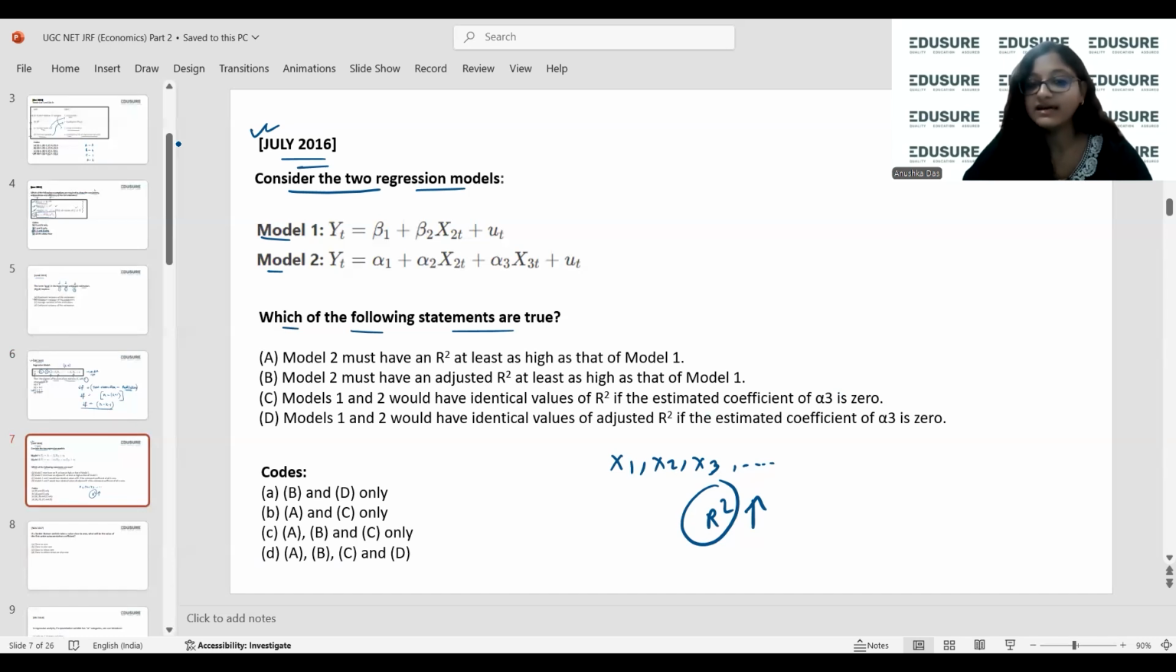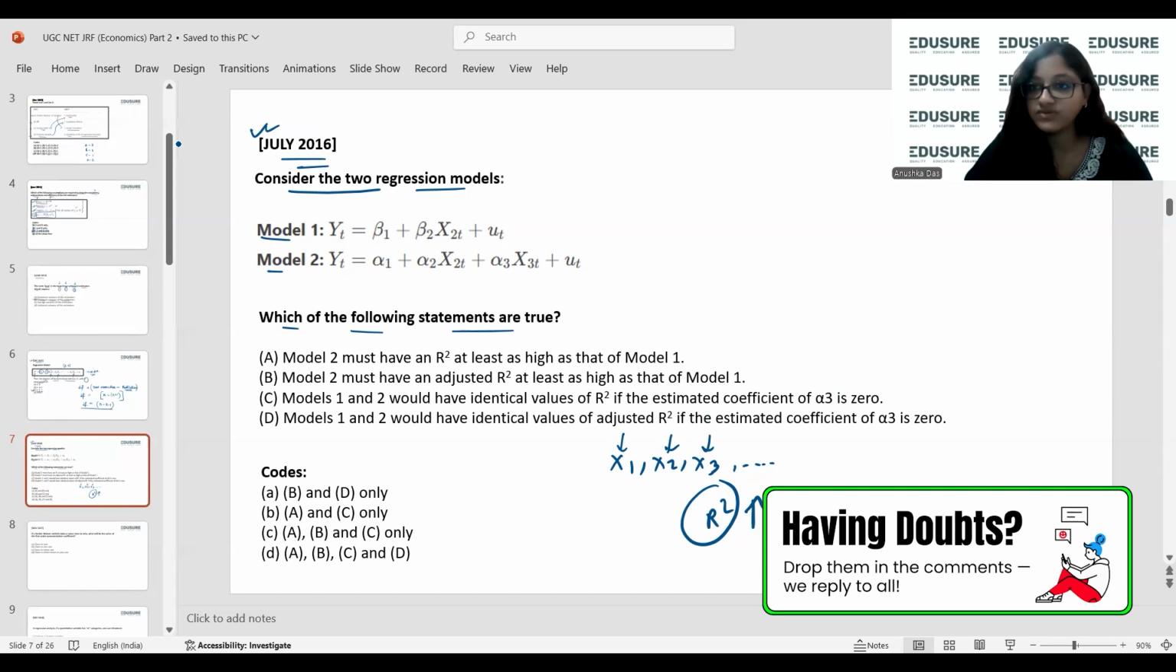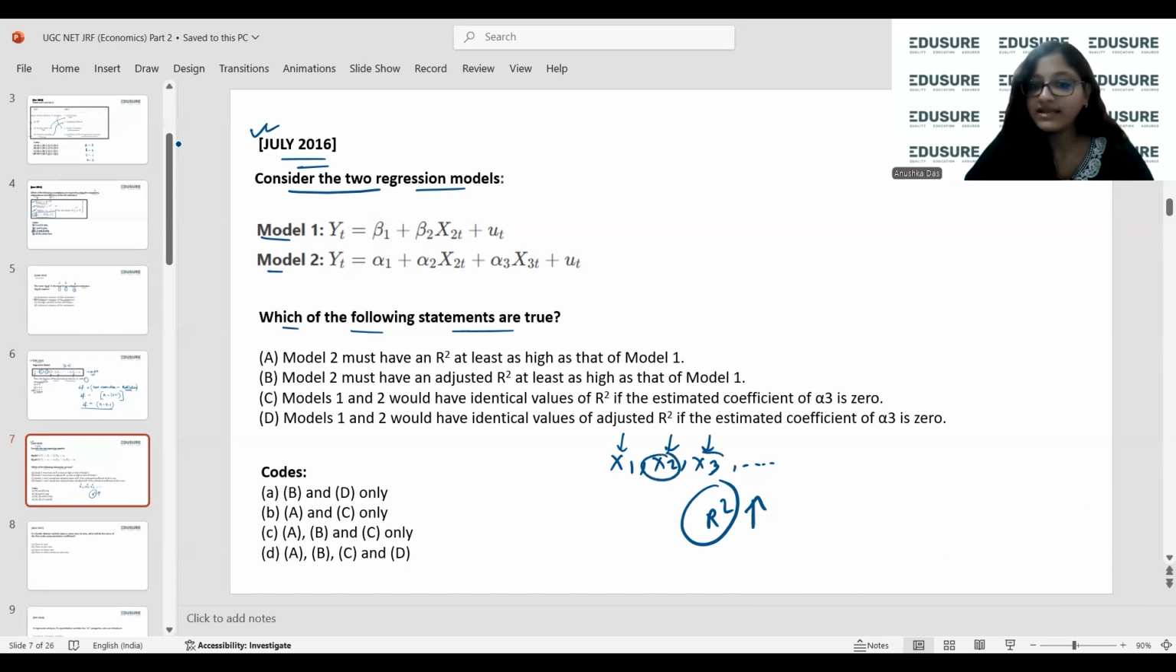Suppose x1 is already there and you add two more extra variables, x2 and x3. Suppose both of these explanatory variables are statistically insignificant. Insignificant means the coefficients attached to them, suppose beta 1 and beta 2, are essentially equal to 0. If they are insignificant, the coefficient is 0. Basically, it means they are unable to explain any variation of the dependent variable. If this is the scenario, then also R square will increase. R square is basically the goodness of fit.